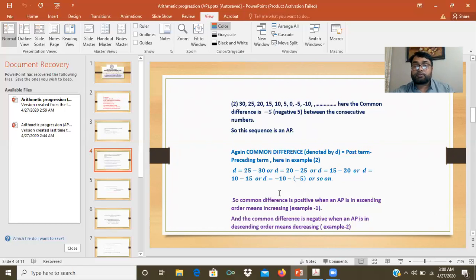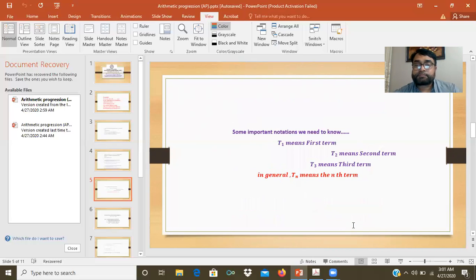sorry. So you see that example, the common difference in example 1 was positive, a positive common difference we found, which was 4. Actually, why it was positive? Because the terms were in ascending order, meaning increasing terms. And the common difference is negative when an AP is in descending order, meaning decreasing, that we see in example 2.